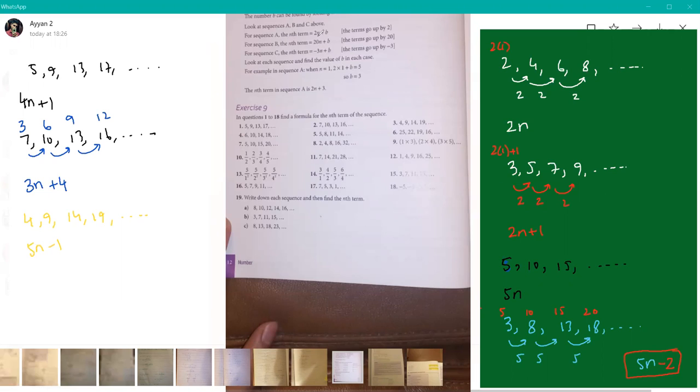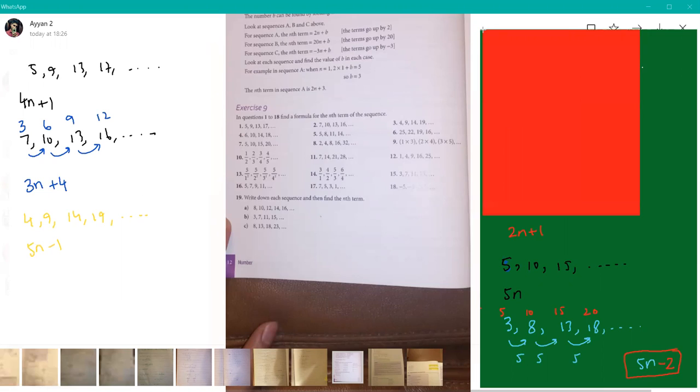So let's look at the ninth question and ask Huzafa if he can tell us how to find the nth term for this ninth question. So the ninth question is, look at this. This is 1 times 3, 2 times 4, 3 times 5, 4 times 6, and so on.